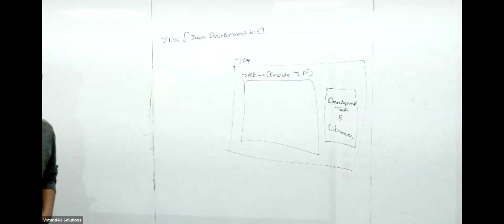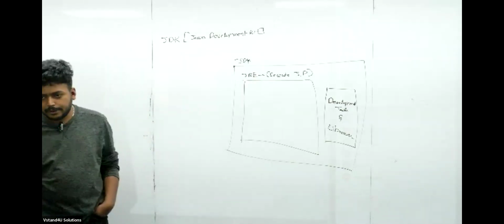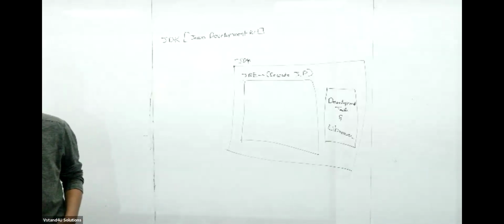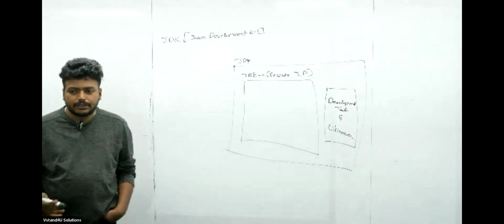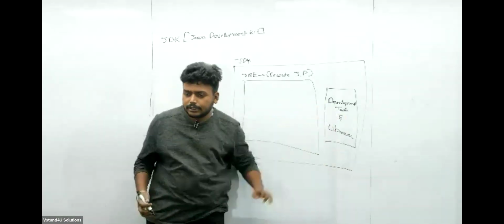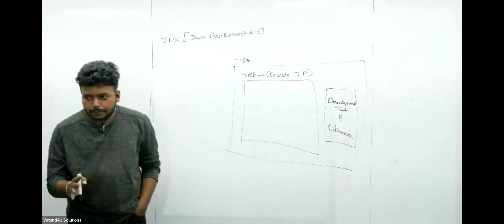JDK is the software to execute the Java programming. To run the Java programming, JDK is mandatory for every laptop. Inside JDK, there is a person called JRE. To execute the Java program, JRE is mandatory. And JRE also contains some development tools and libraries. Okay, inside JRE, there is a person.